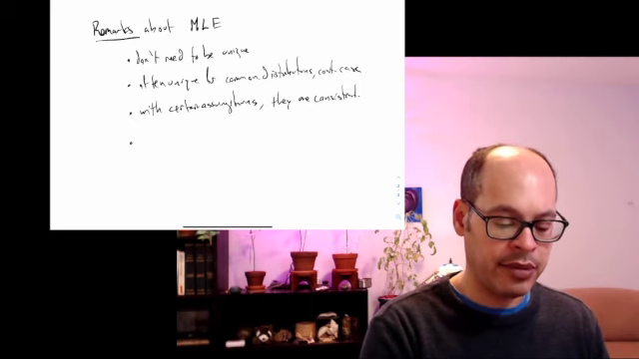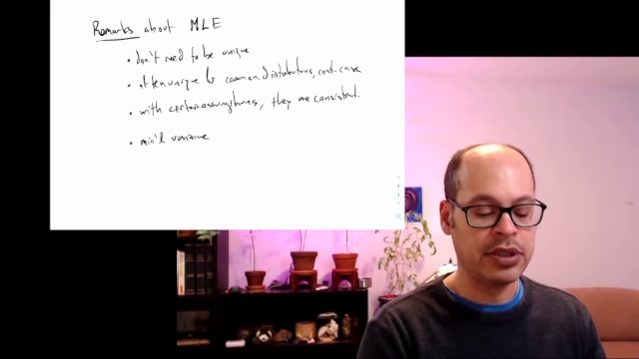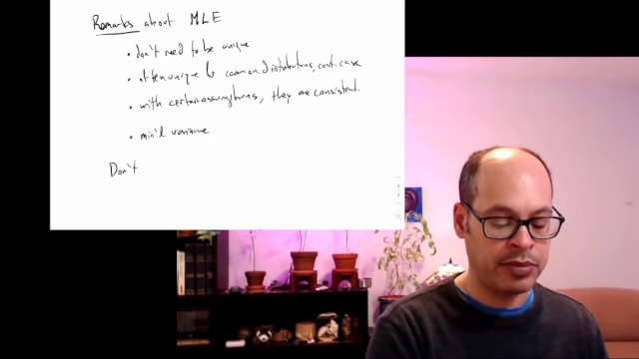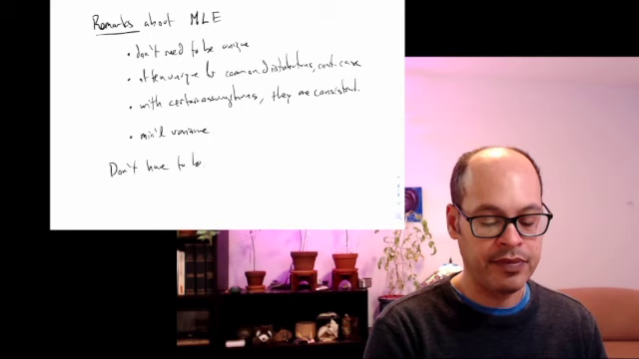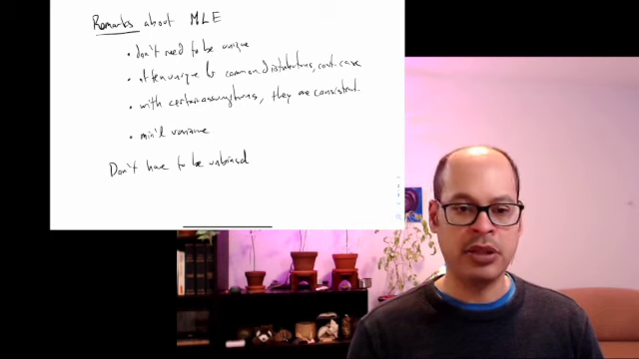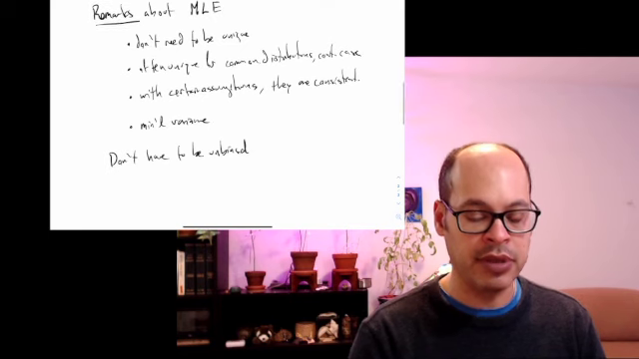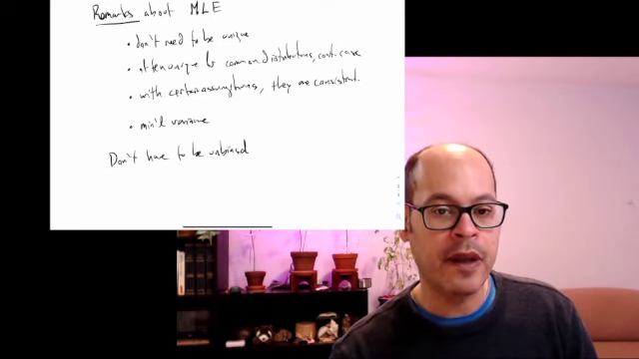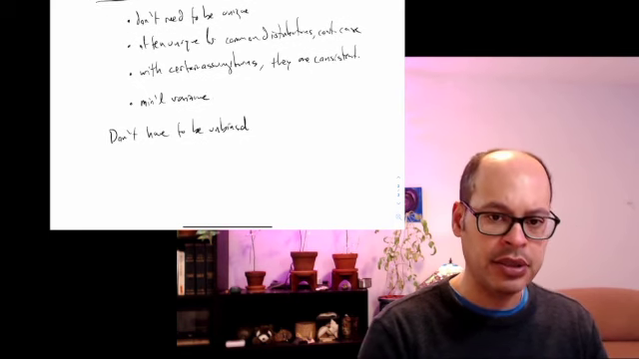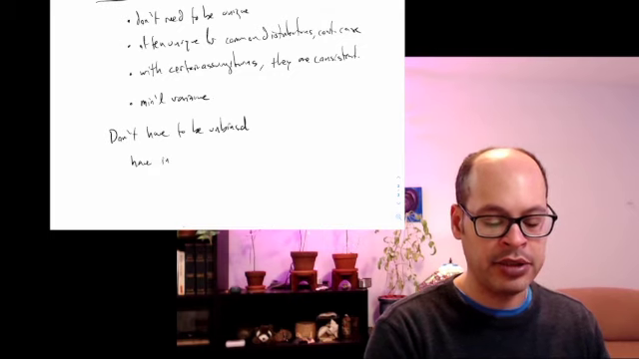And also, they are in some sense minimal variance. So they're not unbiased estimators. That's a good thing to point out. They don't have to be unbiased. But there are minimal variance in some asymptotic sense in terms of their consistency. Okay, they don't have to be unbiased, but they have the so-called invariance property.